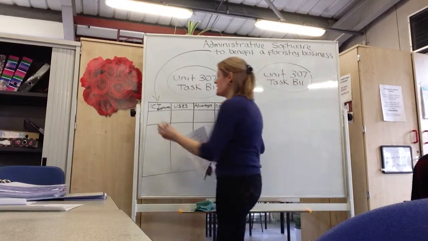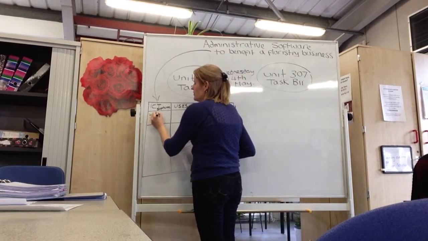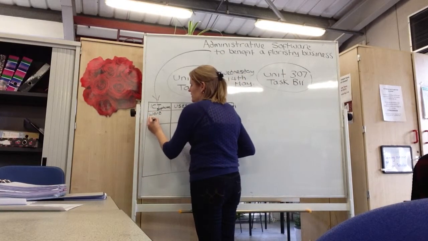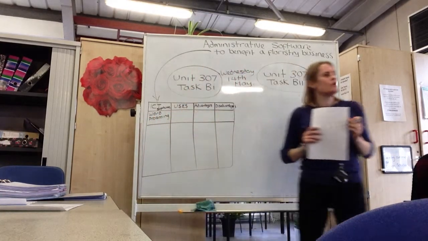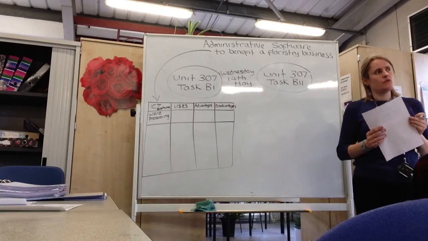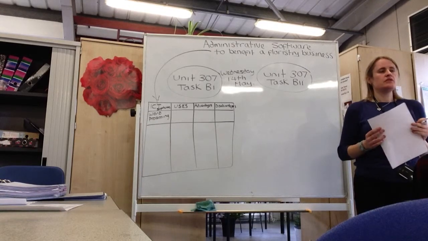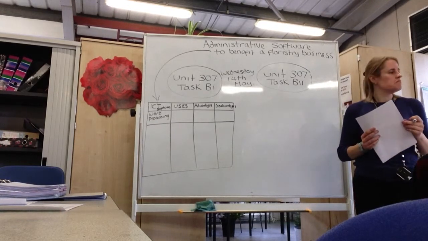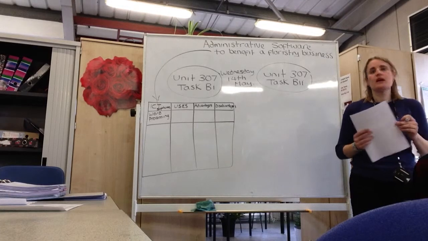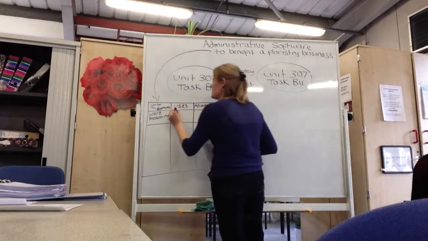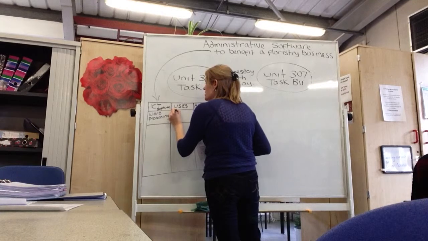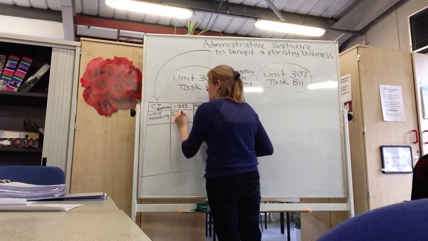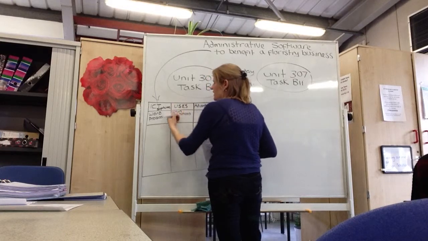It gives some examples here. So word processing, you could put that one in there. What would be the uses for word processing? When would we in a flower business use word processing? Write a letter. What type of letters? Quotations. Yes, that'd be quite specific. Think of some others.